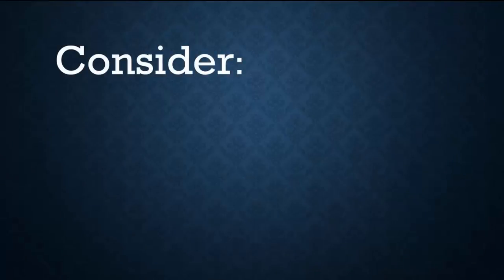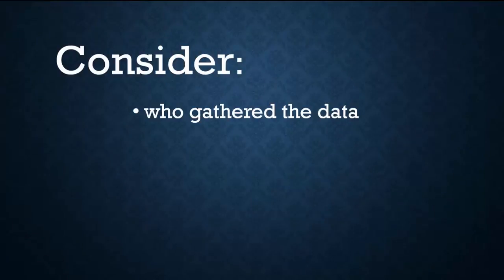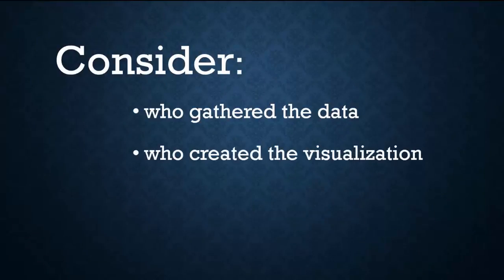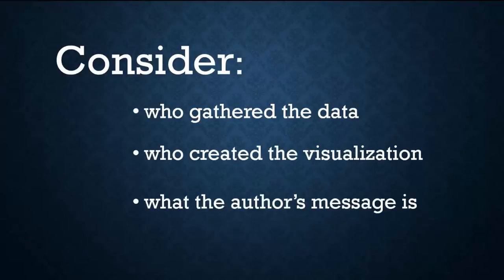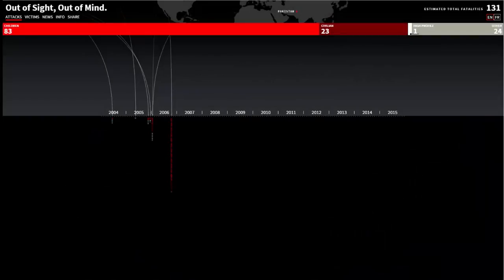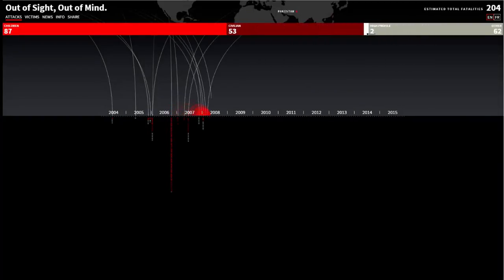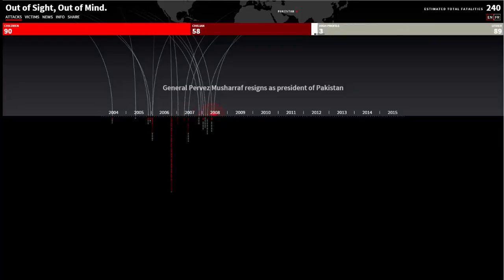When evaluating a visualization, consider who gathered the data being represented, who created the visualization, and what was the author's message. Going back to the drone visualization from earlier, reflecting on the story being told there, what could be missing from the data communicated to you, the viewer?